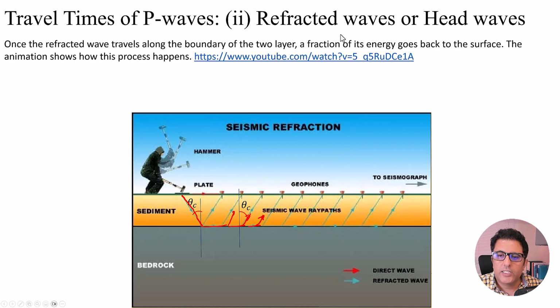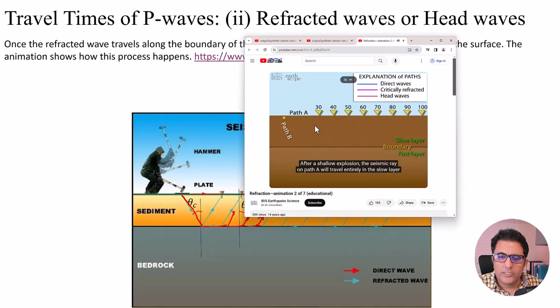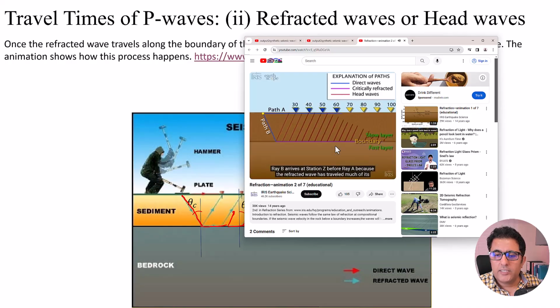Let me show you this interesting YouTube video. You see that the source is activated. You see the direction or the travel path of both direct and refracted waves. At near offsets, direct waves get to geophones first, and after a specific distance, it is refracted waves that get to geophones first.